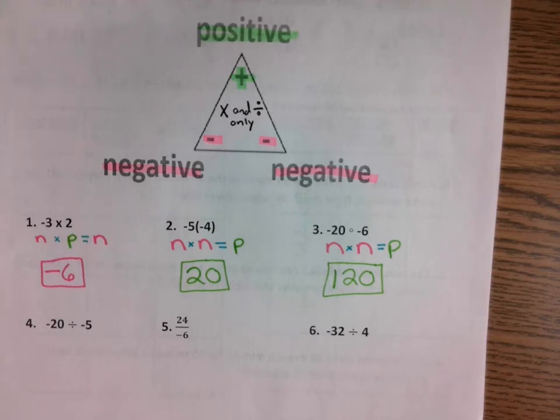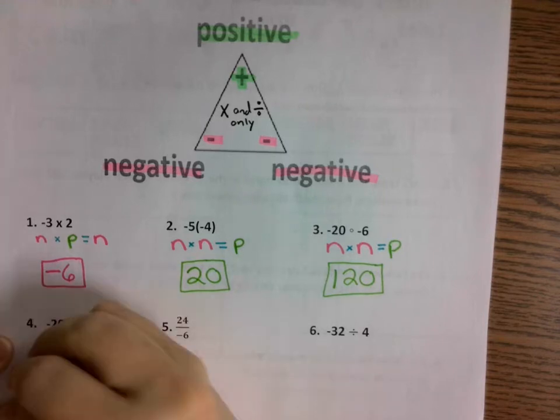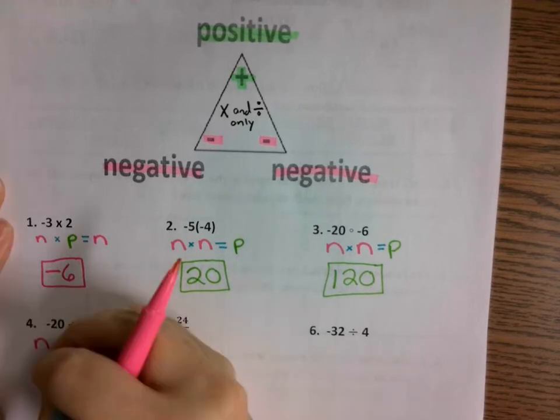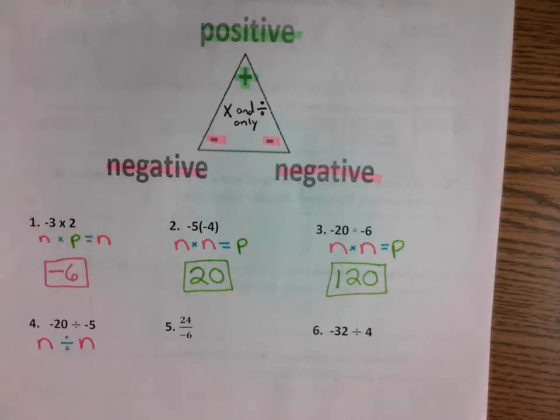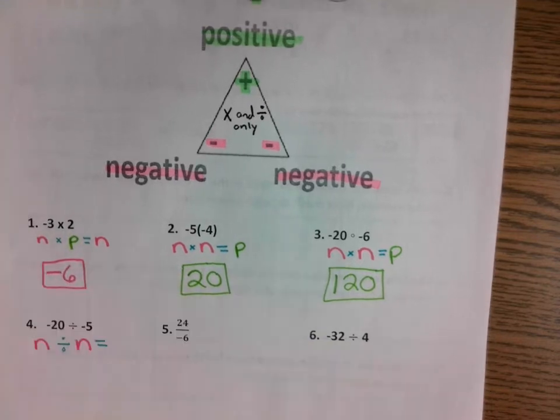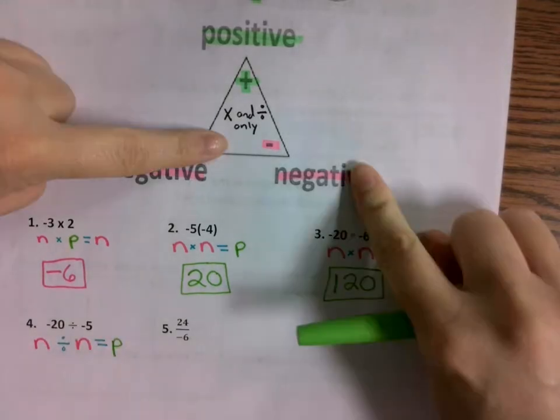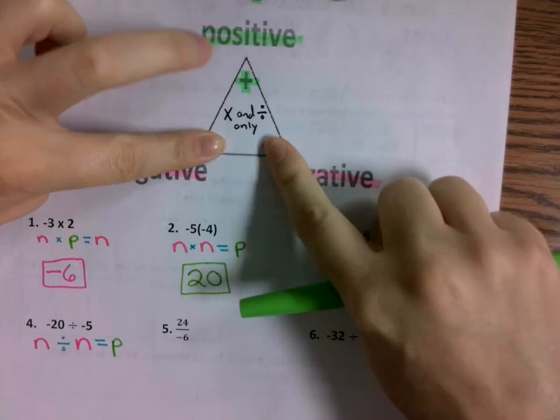Okay, let's go ahead and go over this. So here for problem number 4, we have negative 20 divided by negative 5. What did we get? 4. Positive 4, right? Again, you have a negative that's being divided by a negative. A negative divided by a negative is going to come out to a positive. Remember the triangle. Negative divided by negative comes out to that positive that's remaining. So our answer is going to be a positive 4.